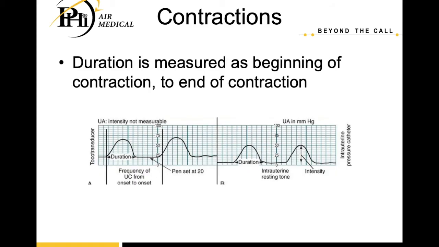And the duration of the contraction is measured from the beginning of the contraction to the end of the contraction. And looking at these, we can fit just about 6 little boxes inside of each one of those contractions. So I would say that they're lasting about 60 seconds. So we're going to say that they are having contractions every 2.5 to 3 minutes, lasting approximately 60 seconds.